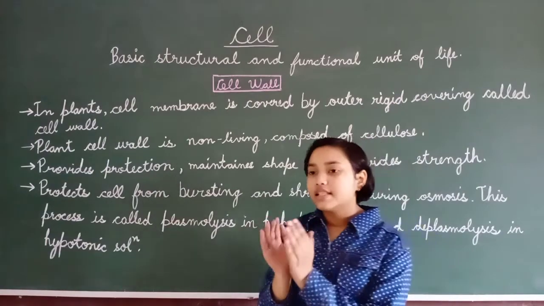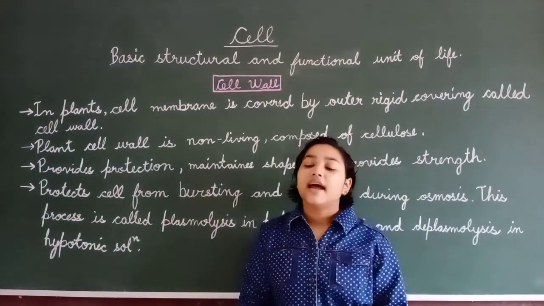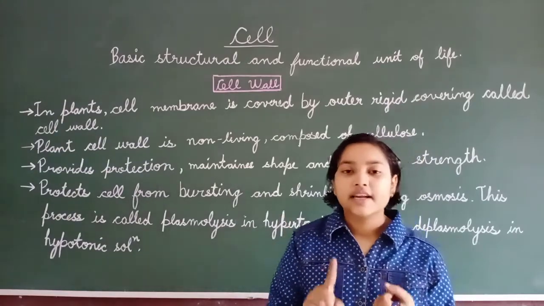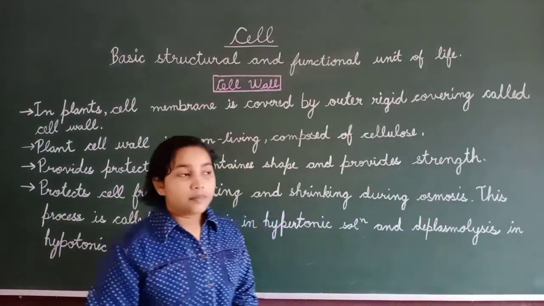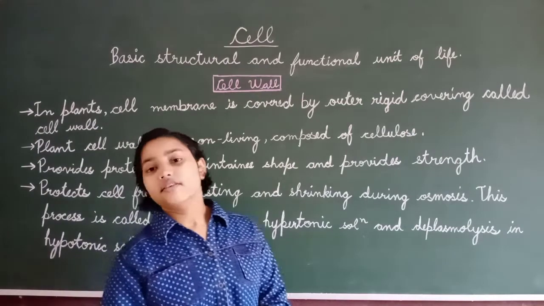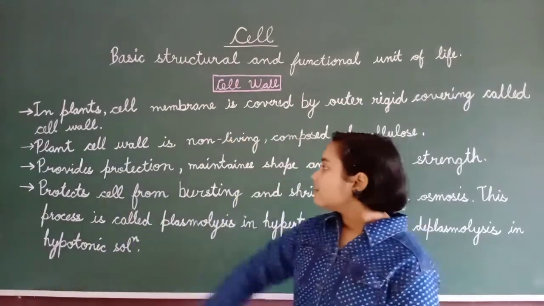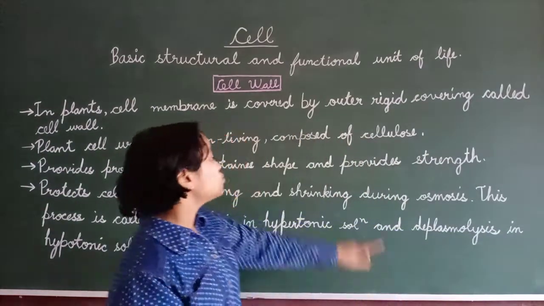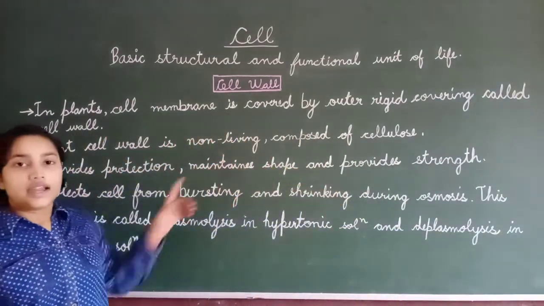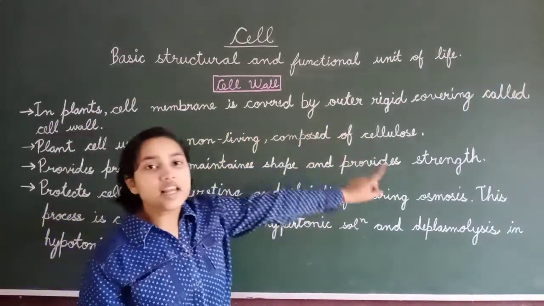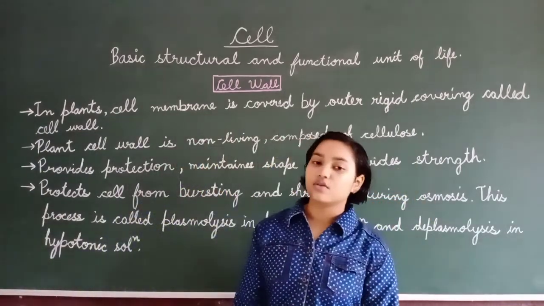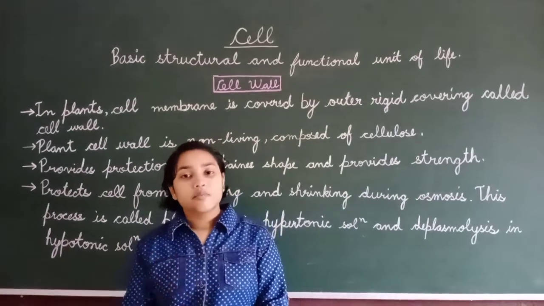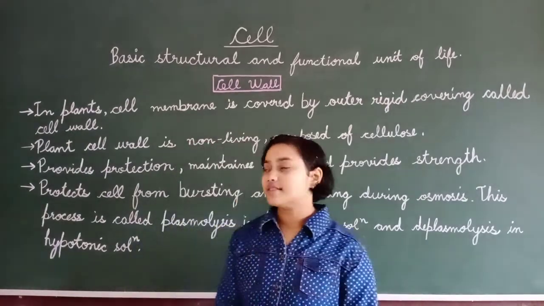The cell wall covers the cell membrane and it protects the cell. The cell wall is present in bacteria, in plants and in fungi. Okay, the plant cell wall. The plant cell wall is non-living and is made up of cellulose, whereas in bacteria and fungi it is composed of some other components.